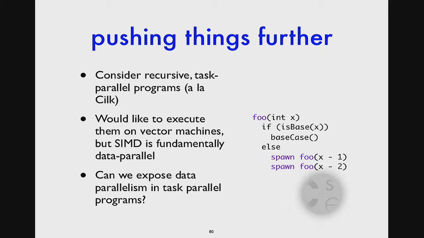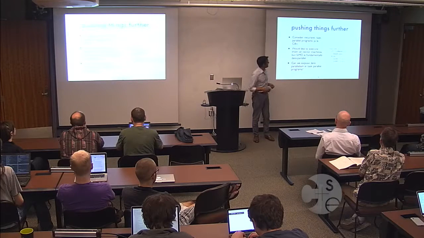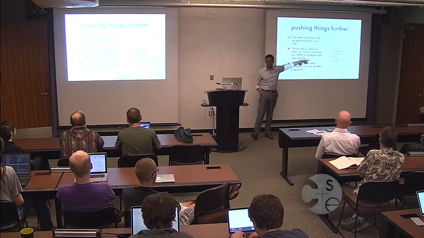A lot of Silk programs have this nice recursive nature where the spawned function is the same function as the original calling function, just with a different input. So I'm just taking a recursive program and spawning off the recursive calls instead of just calling them. This is basically a skeleton of Fibonacci.